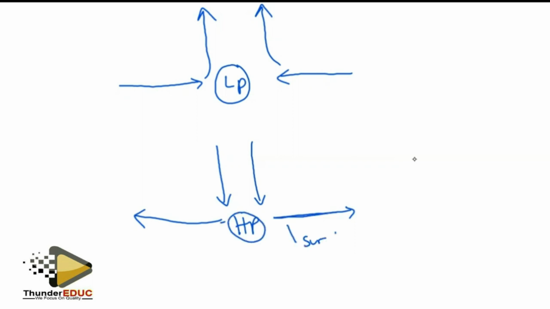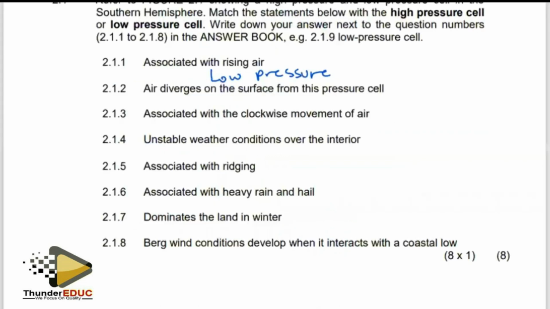This is the surface. Because in high pressure cells in the upper atmosphere, air converges. You see, it is converging here, and after converging, it is able to subside, or it is able to descend, forming a high pressure cell. Then eventually it diverges out on the surface. So which means if we go back to our options, 2.1.2, it will be a high pressure.